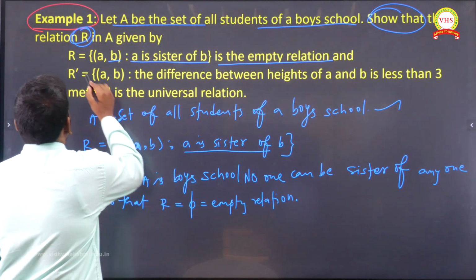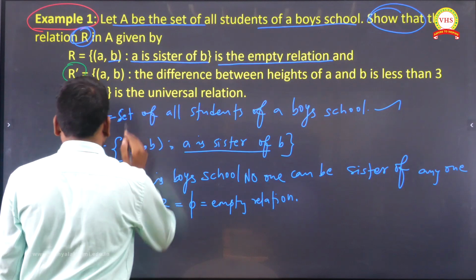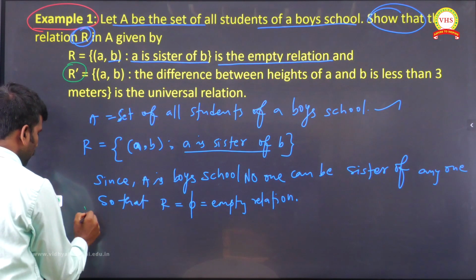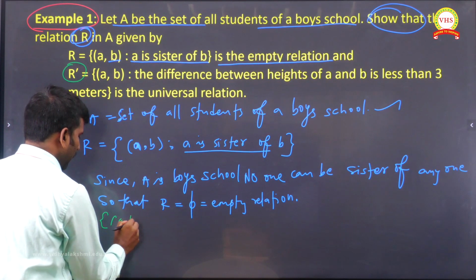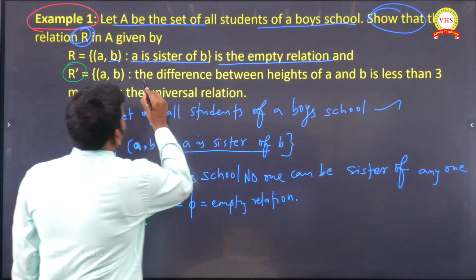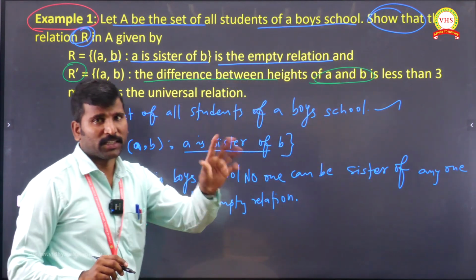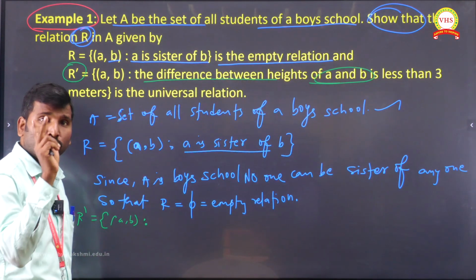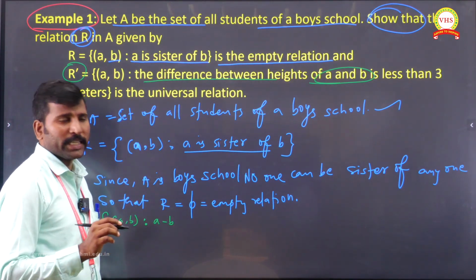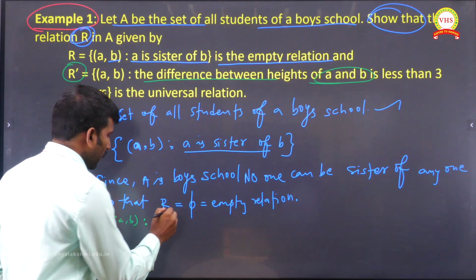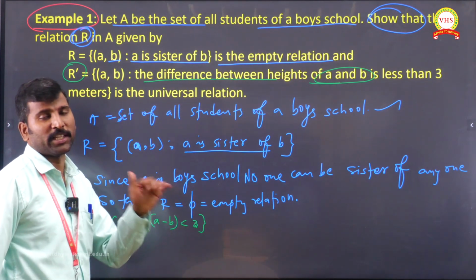Next, actually R dash they are talking about. R dash is equal to (a, b) where the difference between the height of a and b is less than 3. So a and b are two students. When you subtract the two students' heights, a minus b height, it should be less than 3. Less than 3 they are telling.